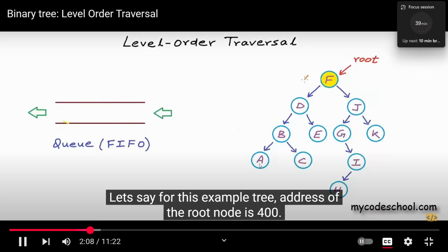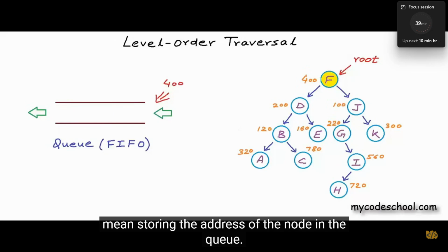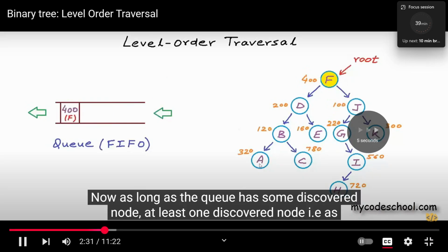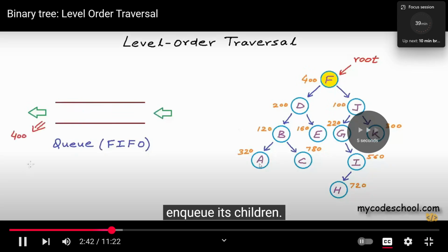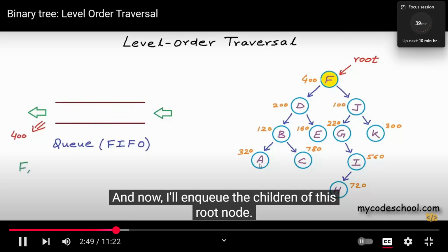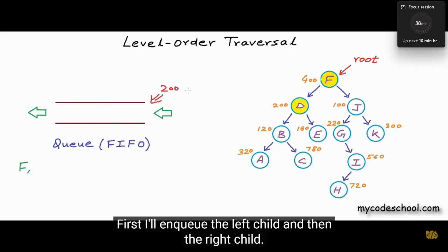We start with the address of the root node, and by storing a node in the queue, I mean storing the address of the node in the queue. As long as the queue has at least one discovered node, that is, as long as the queue is not empty, we can take out a node. And now I'll enqueue the children of this root node. First I'll enqueue the left child and then the right child.